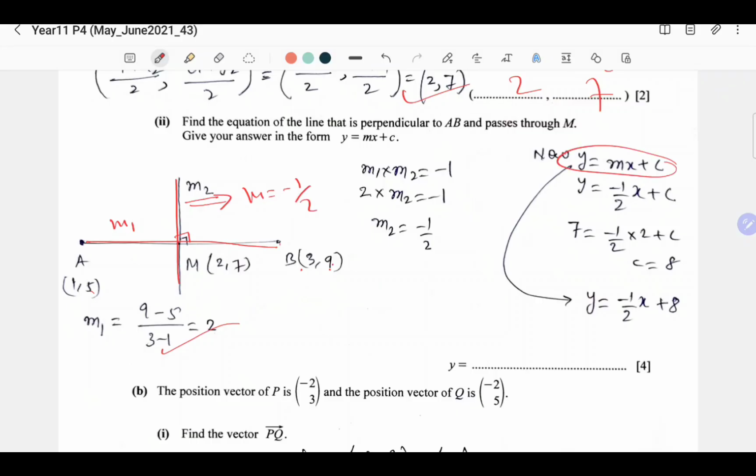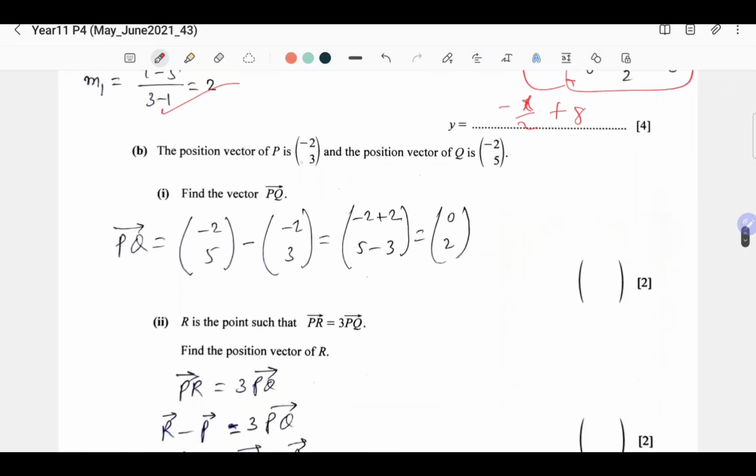Now the equation of any line is y equals mx plus c. So y equals minus half x plus c. Now this line is passing through the point (2, 7), so just put y as 7 and x as 2. So 7 plus 1, c is 8. Just put c over there. You will get y equals minus x over 2 plus 8. So this is my equation of the line.